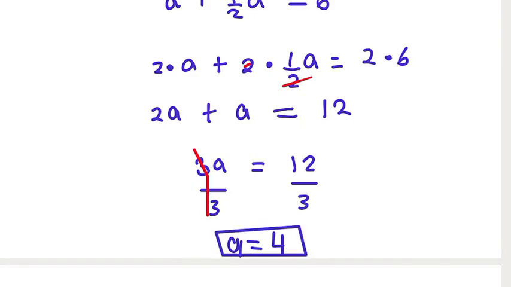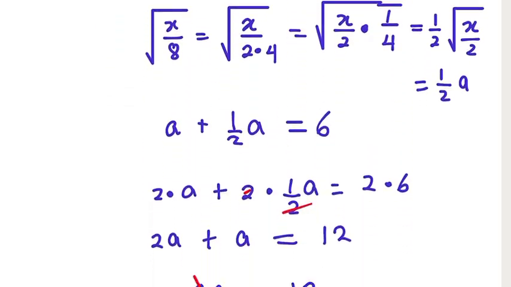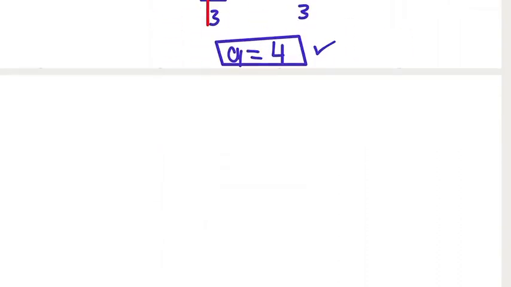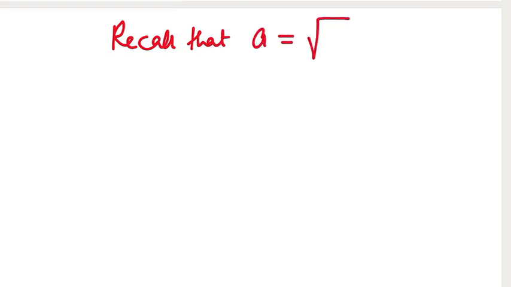But don't forget, it's not a we are looking for. We are looking for the value of x. So we need to go back to where we replaced a by the square root of x over 2. Recall that a equals the square root of x over 2. Now a is 4, so 4 equals the square root of x over 2.